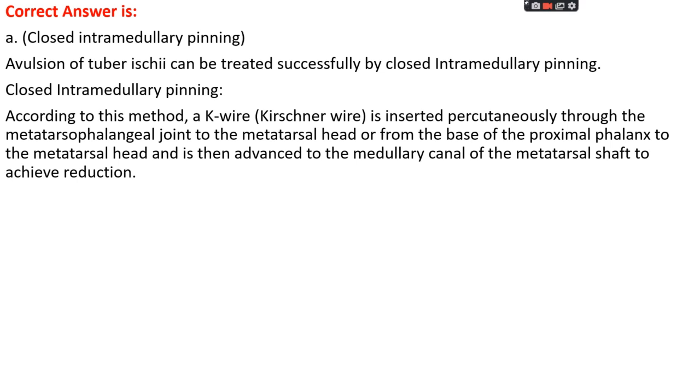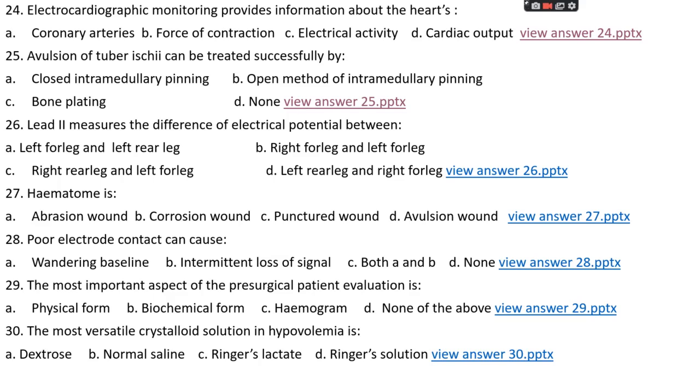If we talk about closed intramedullary pinning, in this method there is use of a Kirschner wire. This Kirschner wire is inserted percutaneously through the metatarsophalangeal joint to the metatarsal head, or from the base of the proximal phalanx to the metatarsal head, and then advanced into the medullary canal of the metatarsal shaft to achieve reduction.